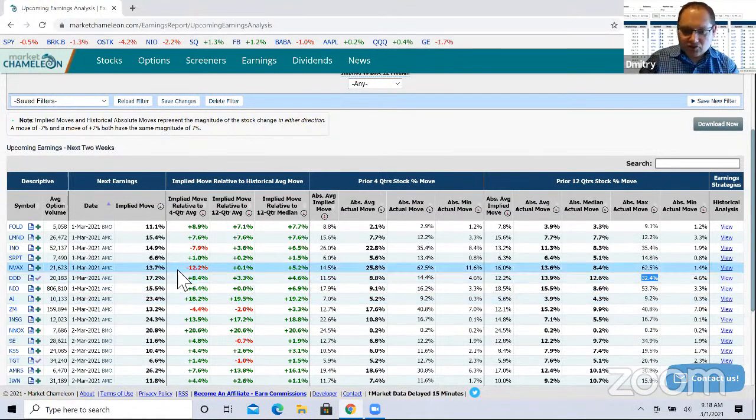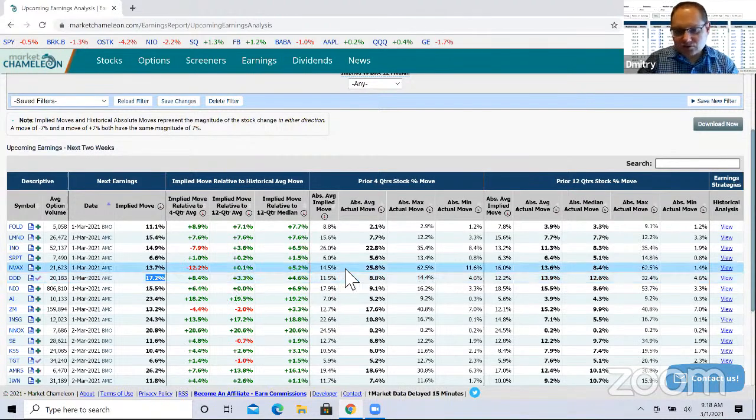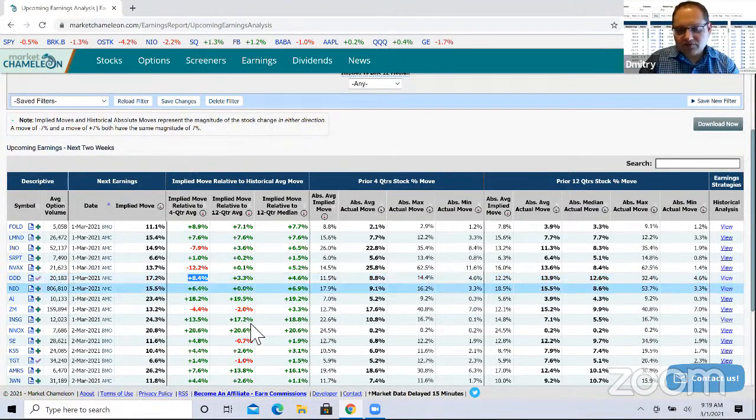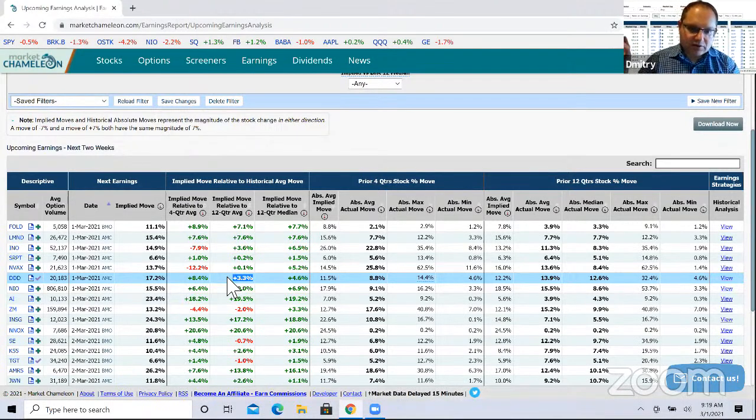So if we compare the implied straddle right now to the historical absolute averages, we're 8.4% above the 4-quarter average, 3.3% above the 12-quarter average. So that's how that straddle is lining up going into the earnings.